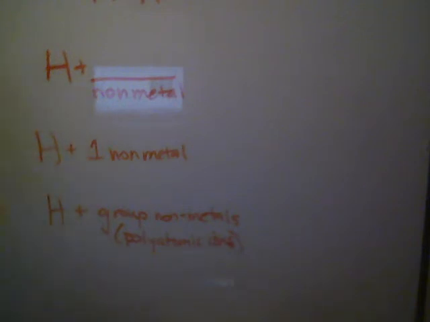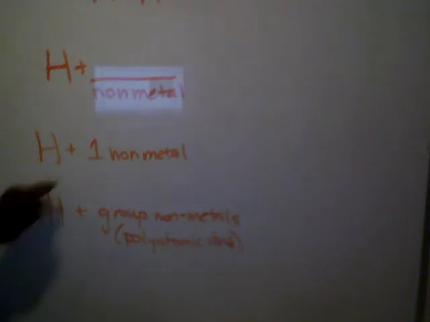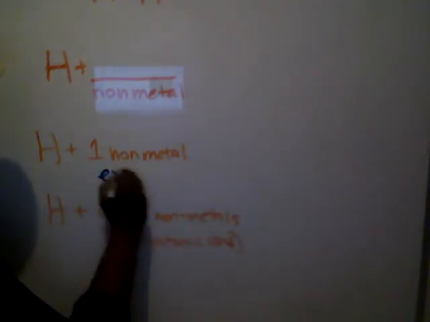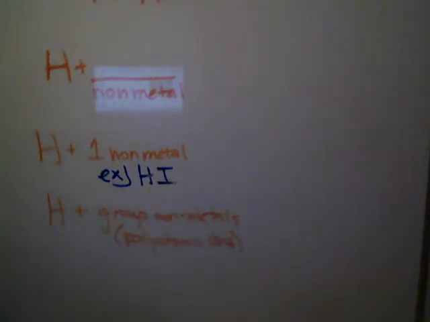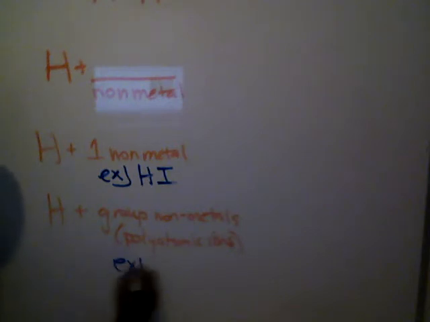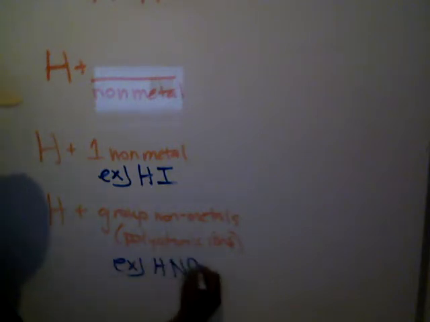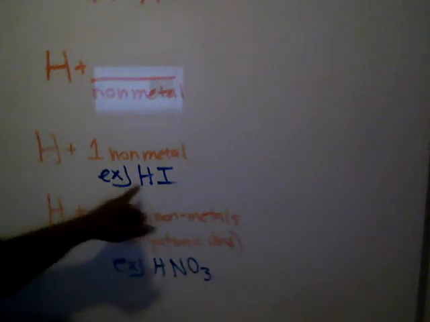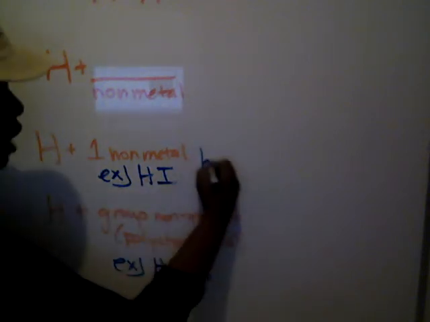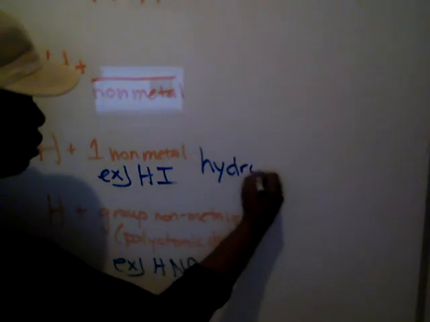So let's say as an example, we just have HI. That's just a hydrogen with one nonmetal, whereas here we could have something like HNO3, hydrogen with a group of nonmetals. If we just have hydrogen with one nonmetal, we use the prefix hydro.